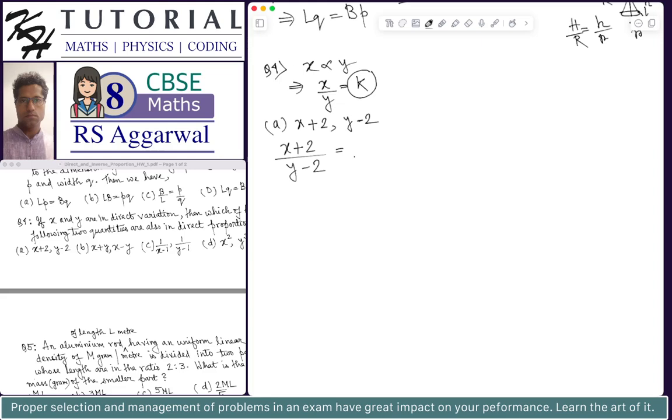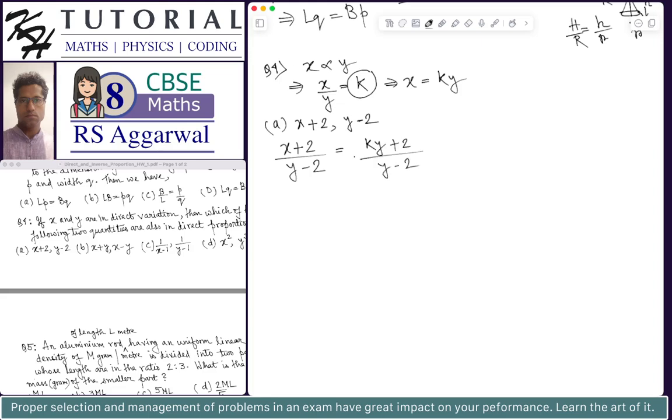Okay. Now x + 2, the idea is that from the fact that x varies directly with y, we have x/y = k. From this, we will have the value of x in terms of k and y. So we have x = ky. Now in this ratio, (x + 2)/(y - 2), I will substitute the value of x as ky. So this becomes (ky + 2)/(y - 2).